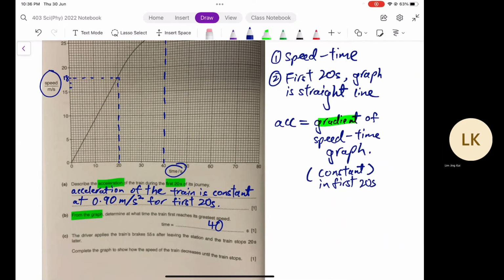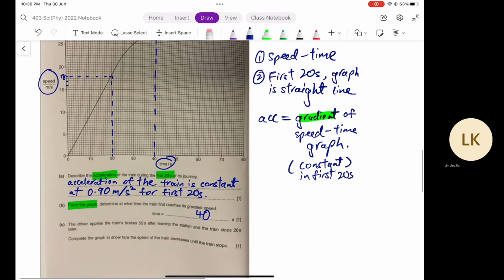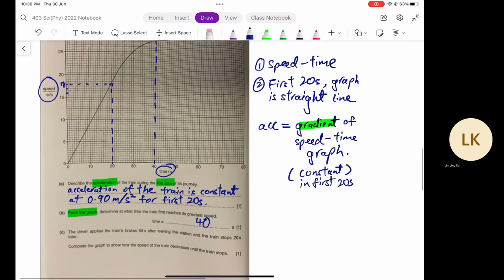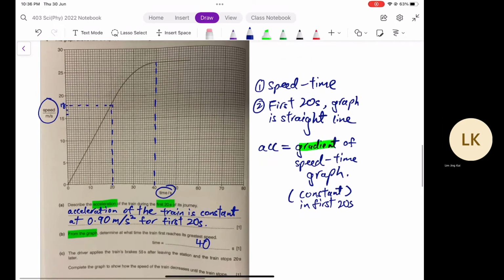Okay, so looking at part C, we see that the driver applies the brakes 55 seconds after leaving the station, and totally stops 22 seconds later. So we will make use of the graph again. Identify the 55 seconds, where is it on the graph, and we have to draw our line from there. So this is the 55 seconds. I shall draw the dotted line down for me to visualize quickly.